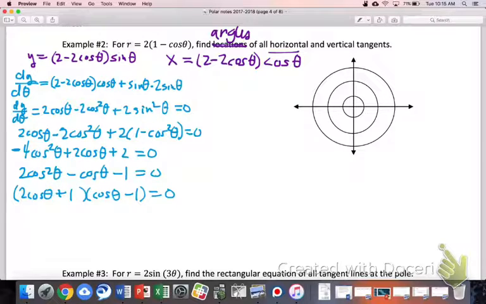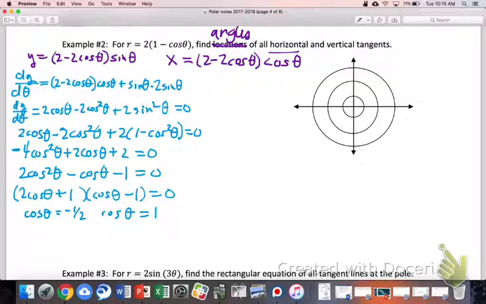Can you see now how we're almost at the end? It's been a long journey, but we're almost there. Set each factor equal to 0 and solve. So this would be cos θ equals negative 1/2. This would be cos θ is equal to 1.